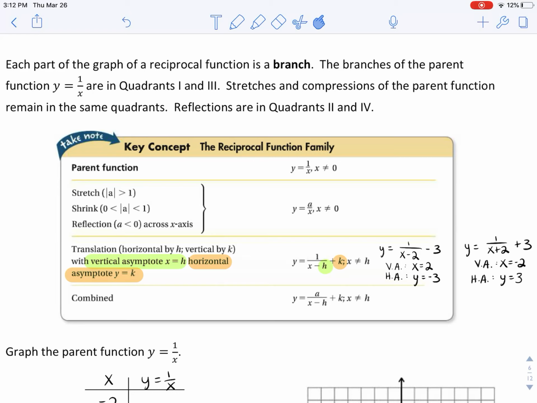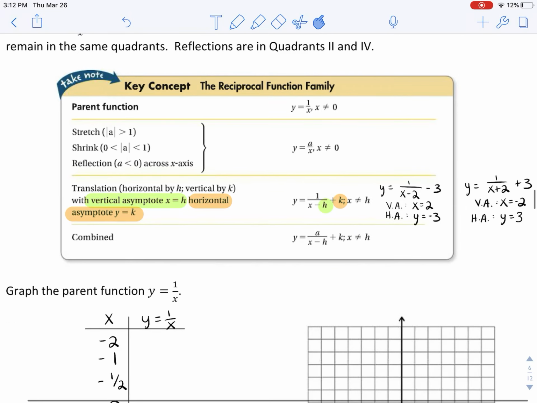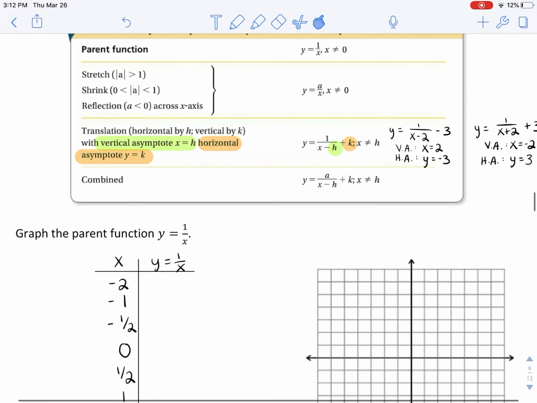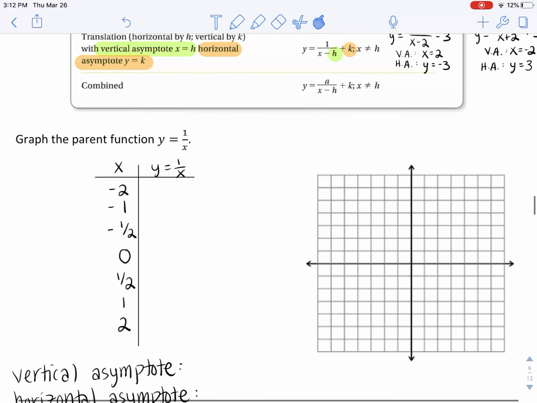Do not forget to write x equals and y equals. That's what makes these vertical and horizontal lines. If you just tell me 2, negative 3, 3, those are numbers and not asymptotes. Asymptotes means they're a line. Okay, you have to include x equals and y equals. This year we're not going to do the combined, that very last part of the key concept, so don't worry about that. Let's go ahead and quickly graph the parent function y equals 1 over x.